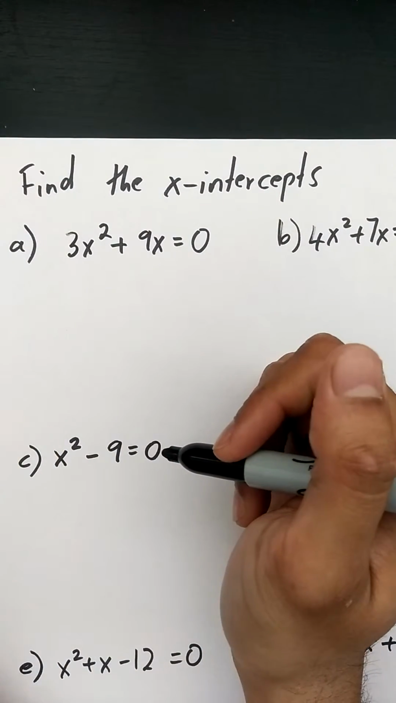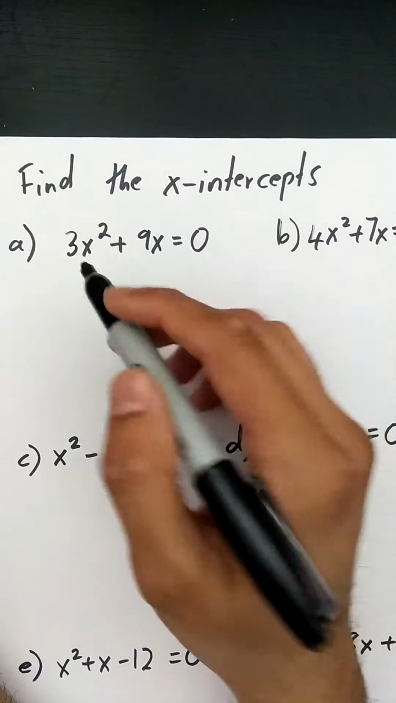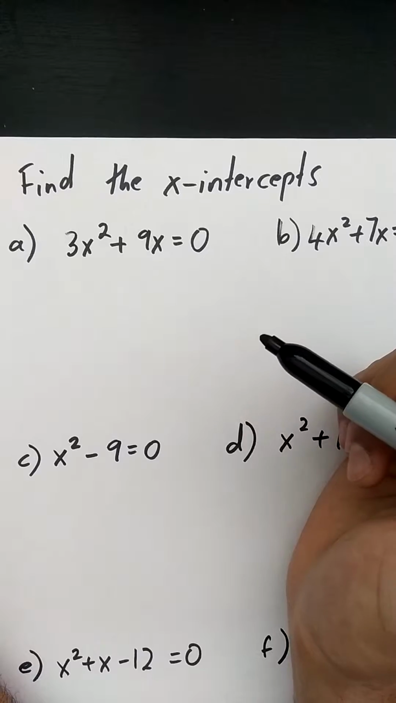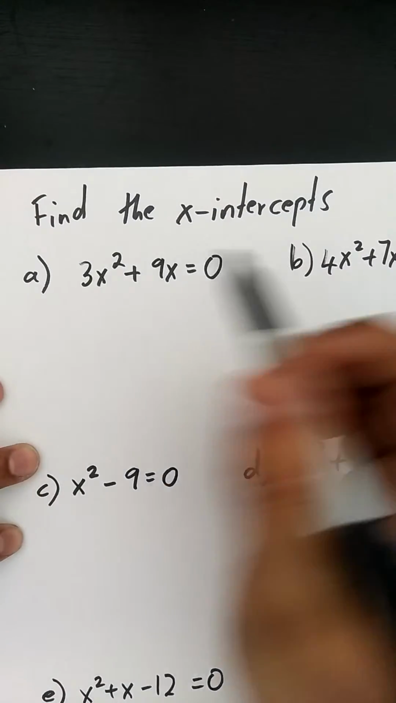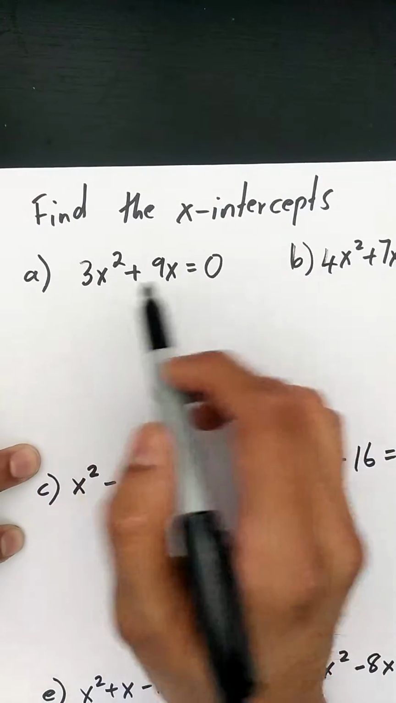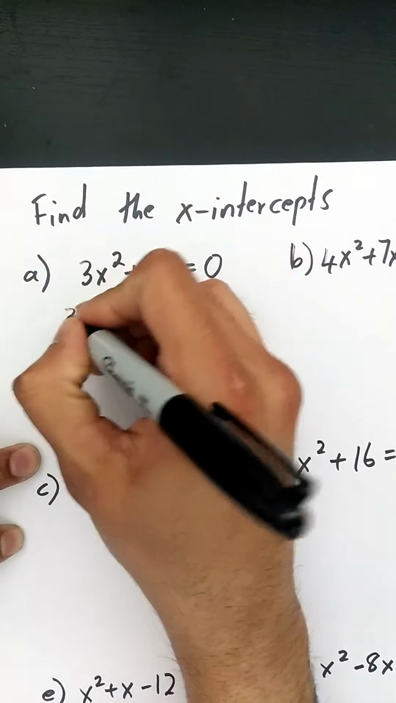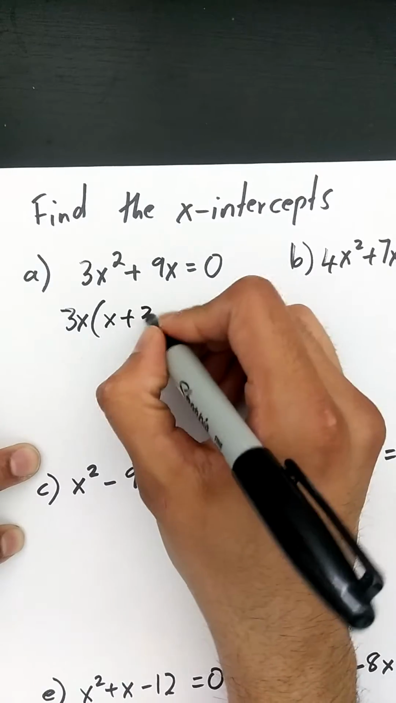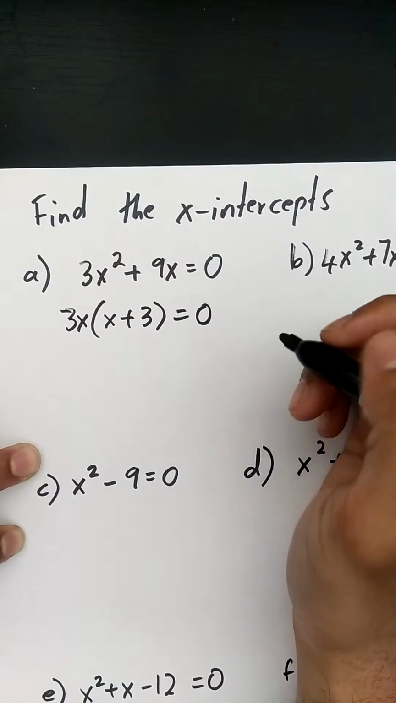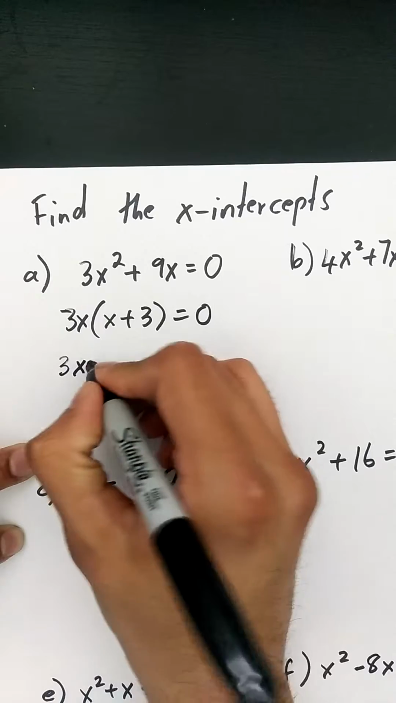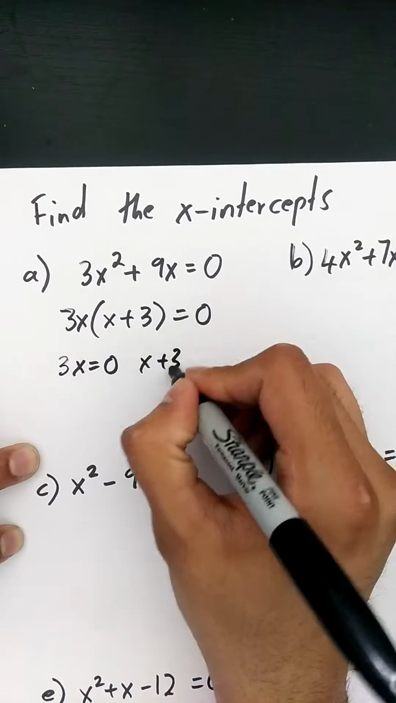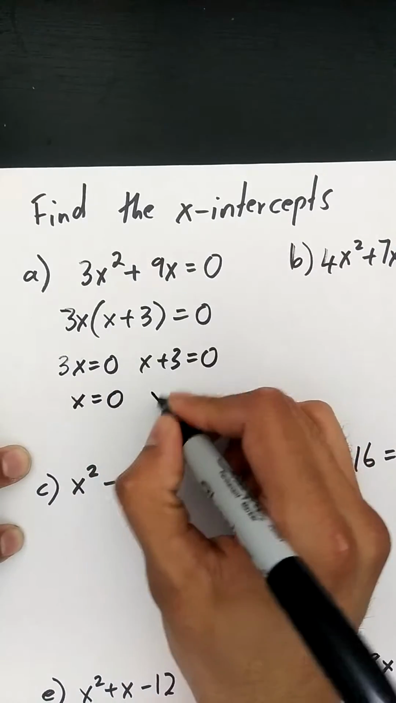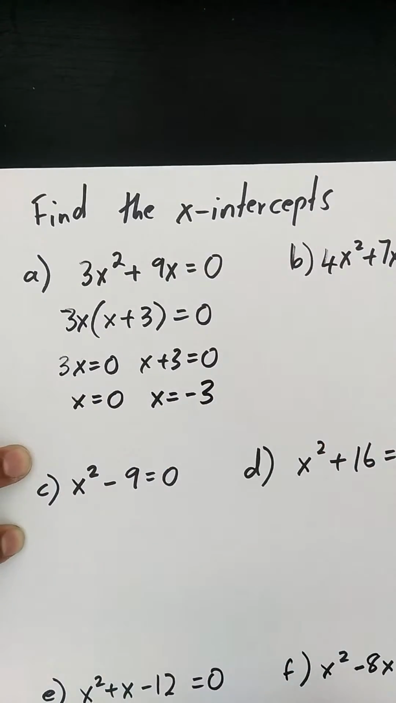Okay, so in these questions we are going to find the x-intercepts, which means we have to factor first since they are quadratic or cubic equations, and then solve each equation separately. So in this first question, I have a common factor of 3x. I'm left with x plus 3 equals 0. And then I split into two equations, so 3x equals 0, x plus 3 equals 0. So here x will equal 0 and x will equal -3.